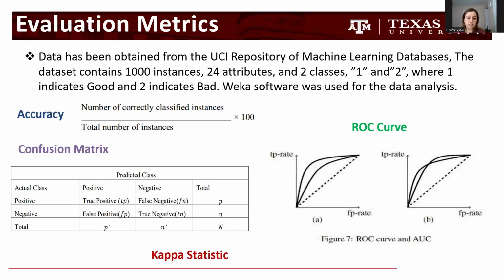Lastly, the kappa statistic compares the classifier's performance to random guessing. A higher kappa value indicates better consistency with the actual labels. These metrics together help us get a comprehensive picture of the classifier's effectiveness in different scenarios.